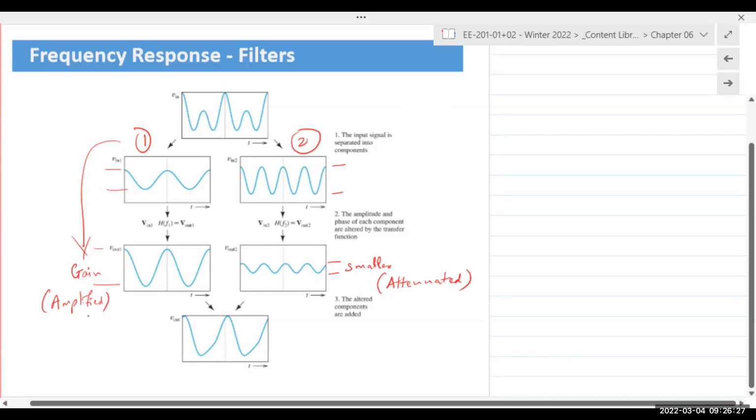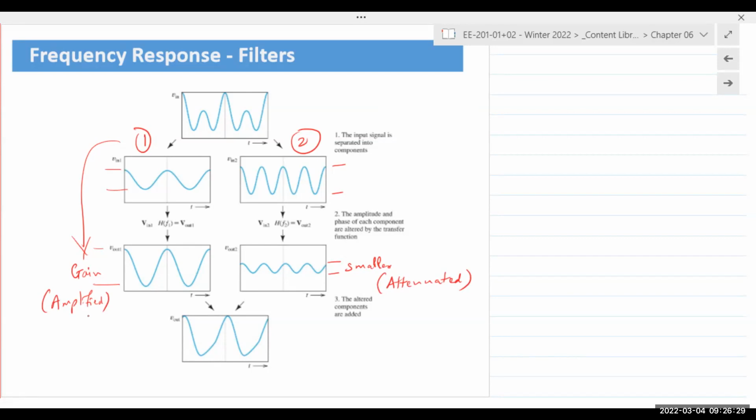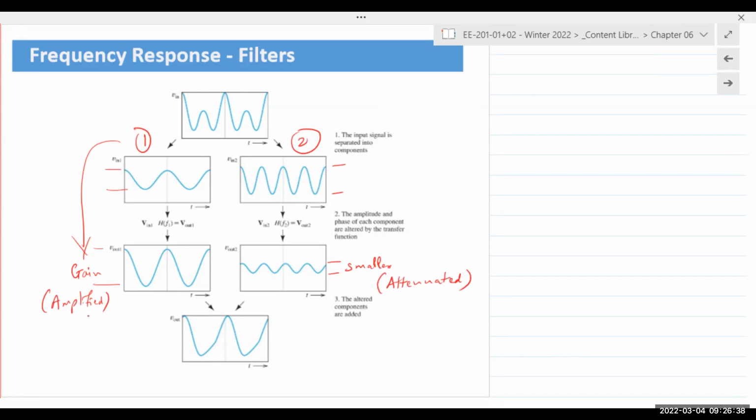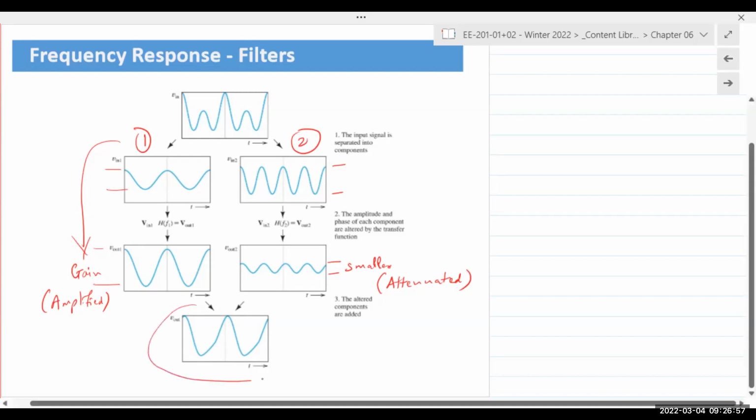In electrical engineering, if you ever read the term attenuation, it is the exact opposite, or antonym, of amplification. Amplification is providing more gain or value to the signal. Attenuation is reducing the value of the signal. Complete opposites of each other. So the filter would provide gain to some signals and attenuate others, and then you combine the signals back at the output. So this is your input signal, and now this is your output that has changed.